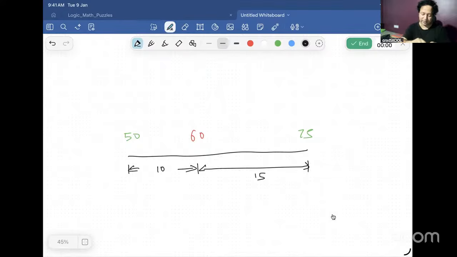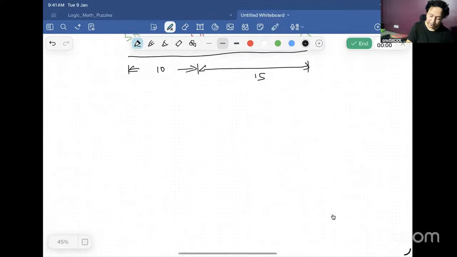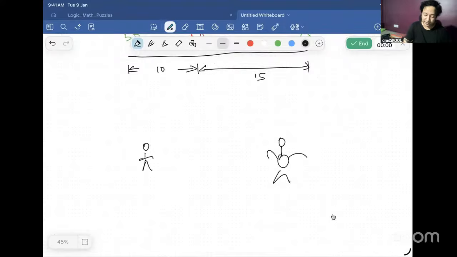You understand that? Let me write it again. This is a child. There's another child. As you see, this one is 50 kilogram in weight. This one is 75 kilogram in weight. And they are playing on the seesaw.